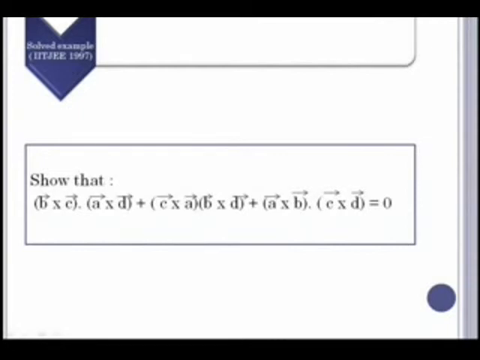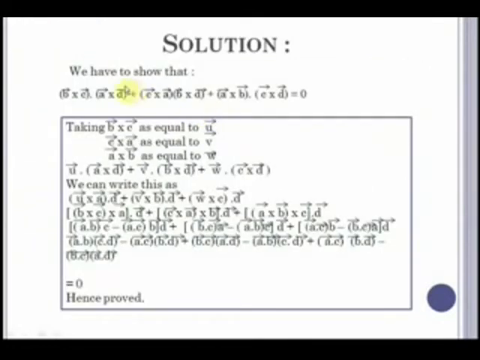So in this problem we have to show that this expression holds, where A, B, C, D are 4 vectors. Now we have to show that B cross C dot A cross D plus C cross A dot B cross D plus A cross B dot C cross D is equal to 0.